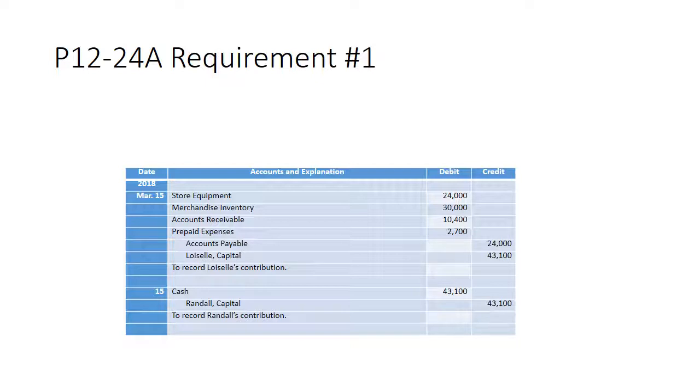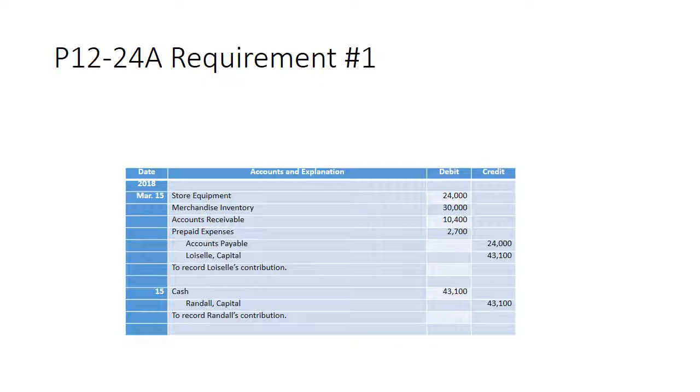But Loisel has contributed assets and liabilities to the partnership. So we will debit store equipment in the partnership, the new partnership. Merchandise inventory of $30,000 will be debited in the partnership. Accounts receivable will be debited for $10,400 in the partnership. Prepaid expenses, again, $2,700 debit. Credit accounts payable in the partnership, $24,000. These are all the items that she contributed. So her capital balance is credited for $43,100. Since Randall gave cash, he will debit cash of $43,100 and then credit Randall capital, $43,100.